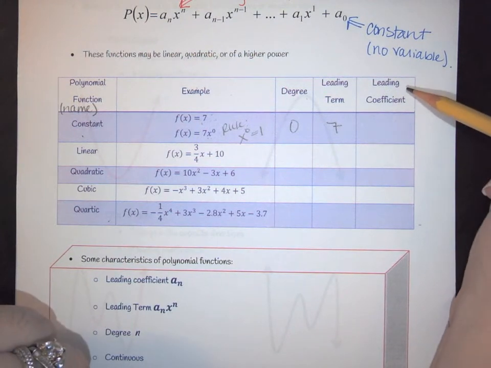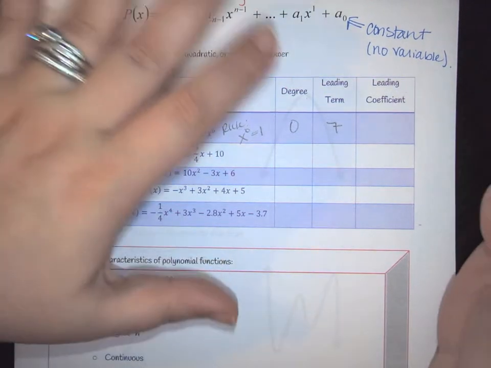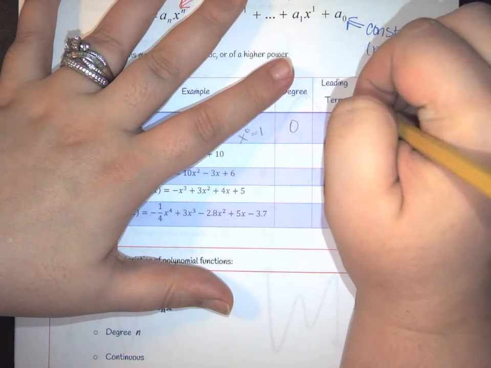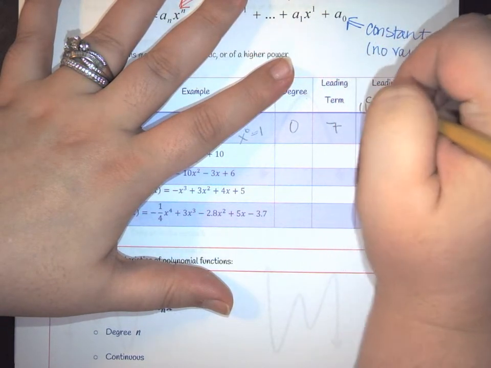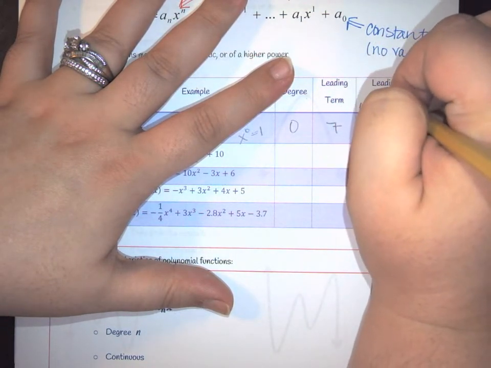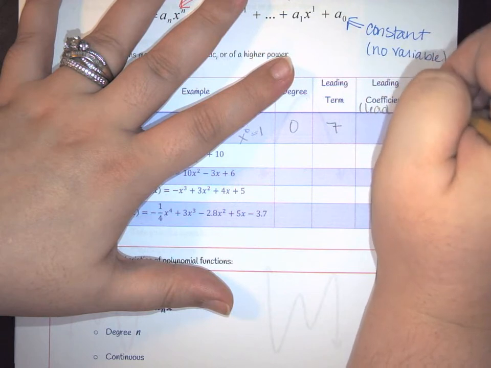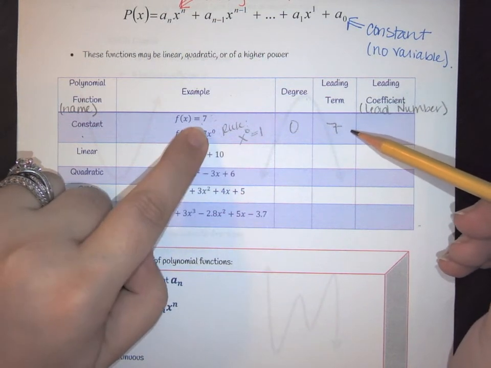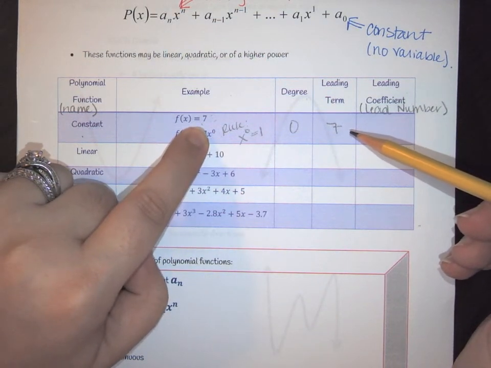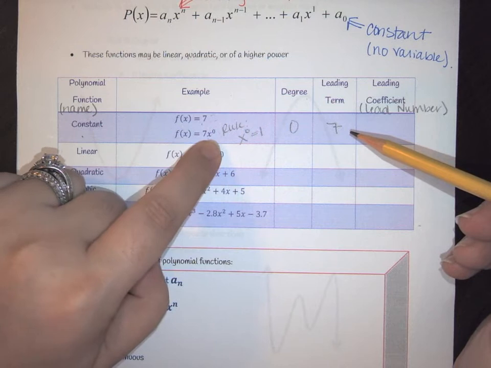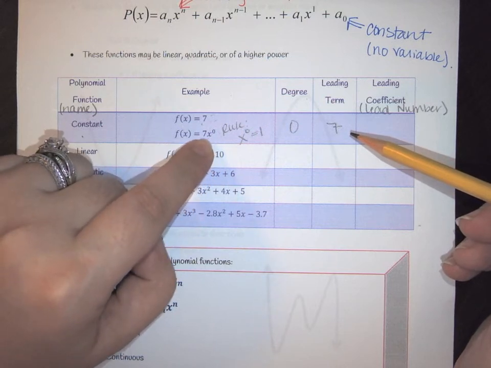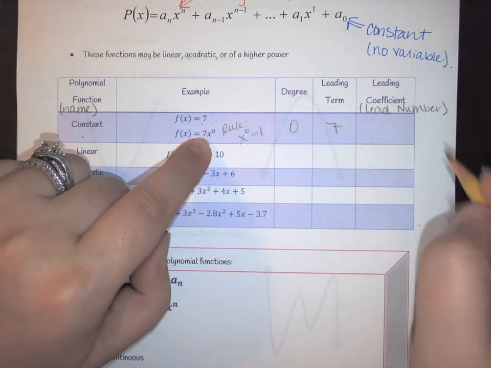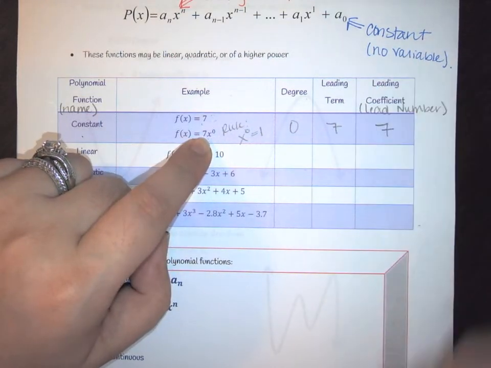The leading coefficient is essentially the same thing as thinking about your lead number. So remember, coefficients are the numbers attached to your variables. So in this constant case, again, the only thing I have is a 7. Even if we look at the second thing, 7x to the 0 power, my leading coefficient is still going to be your 7.